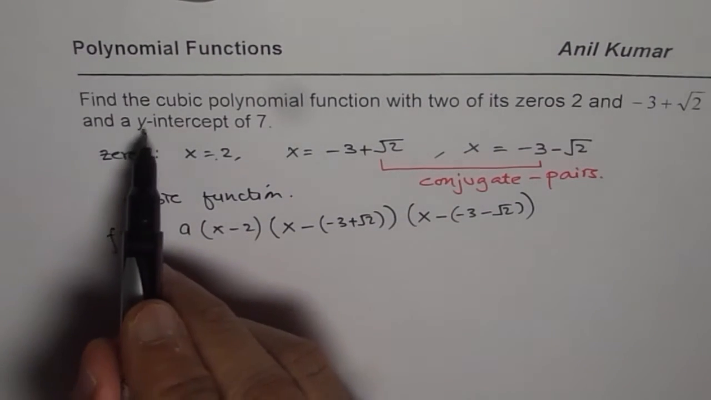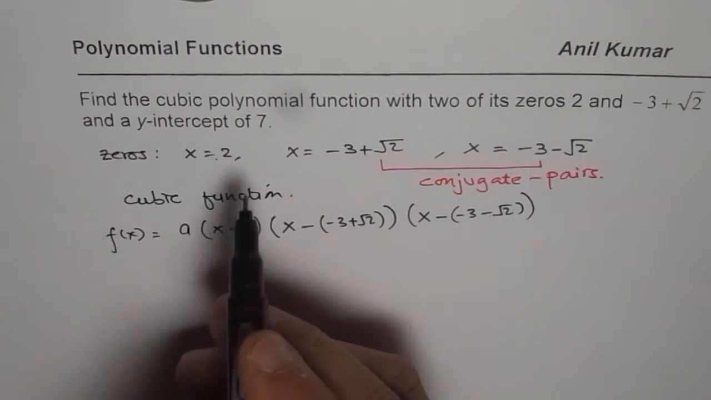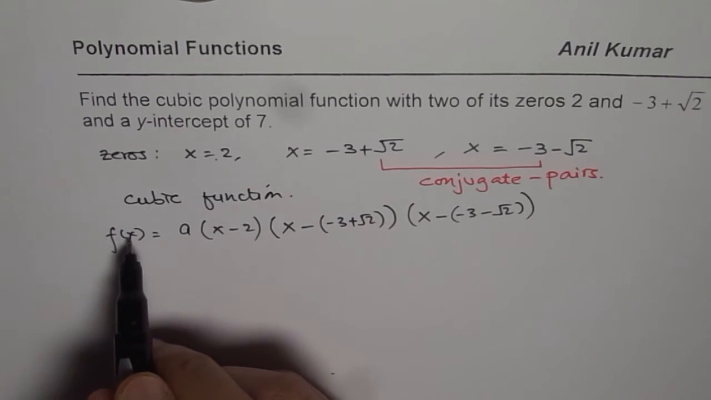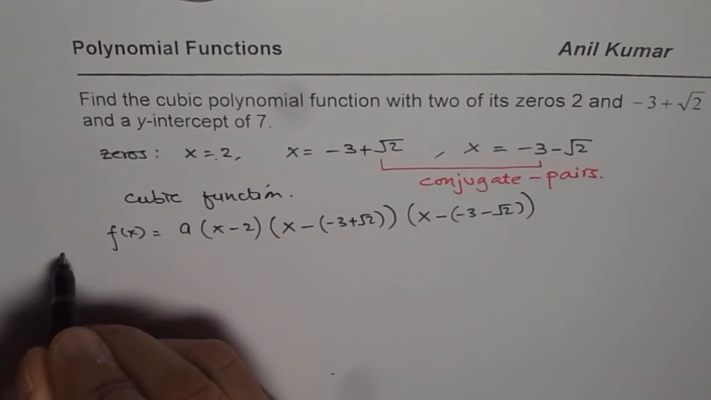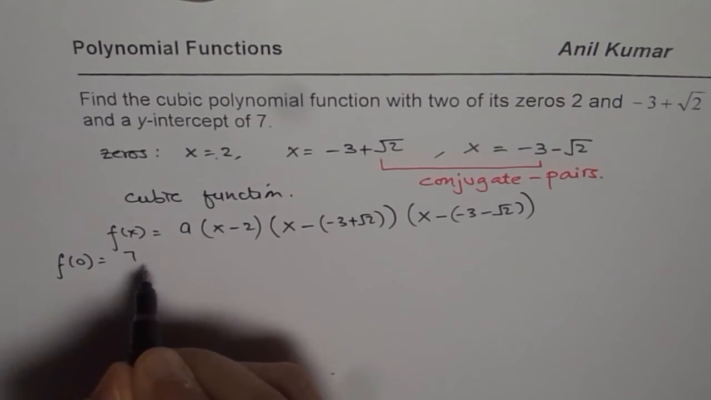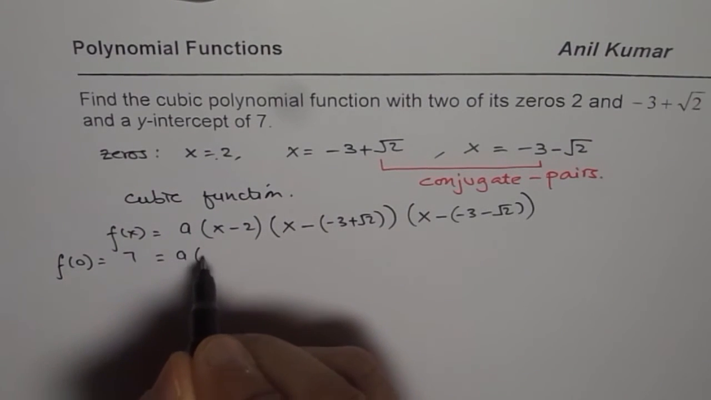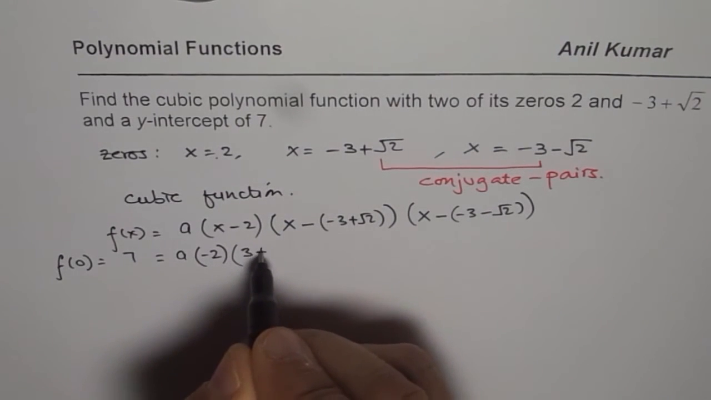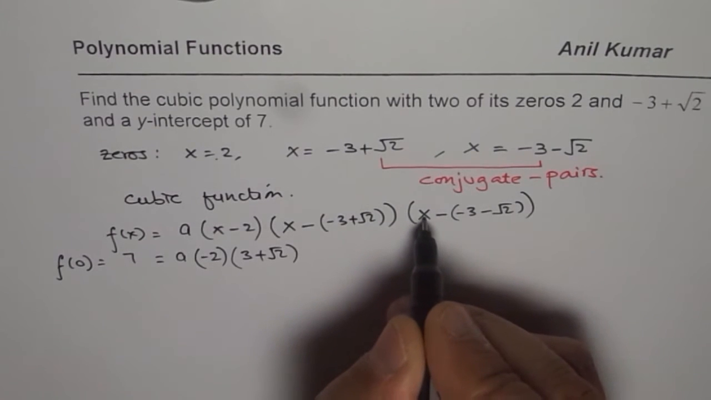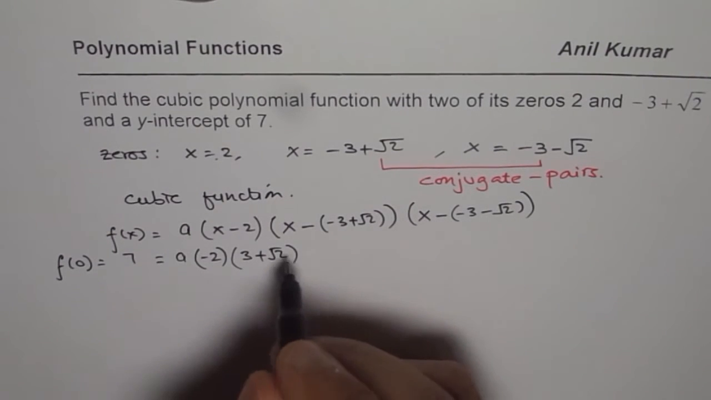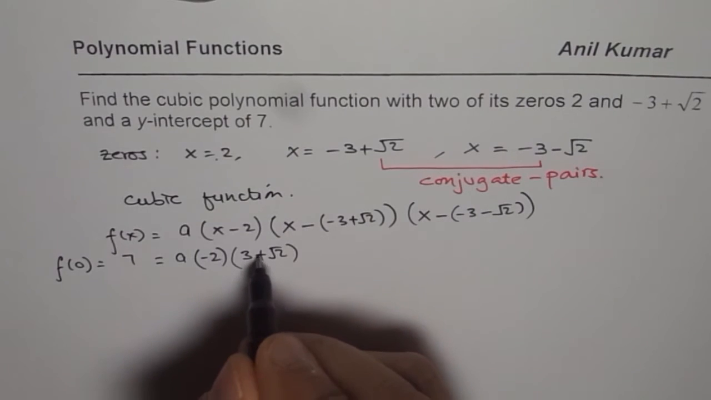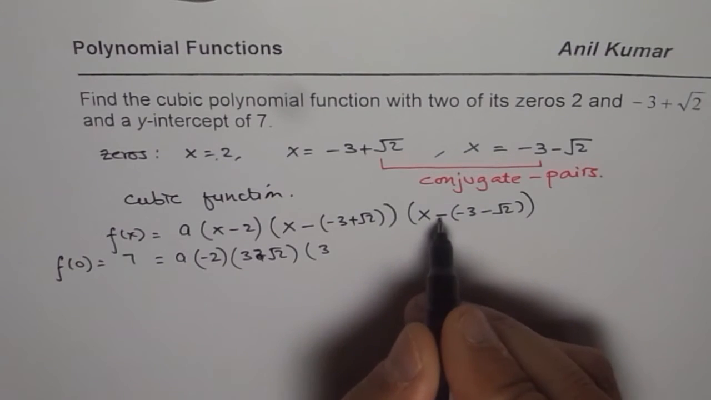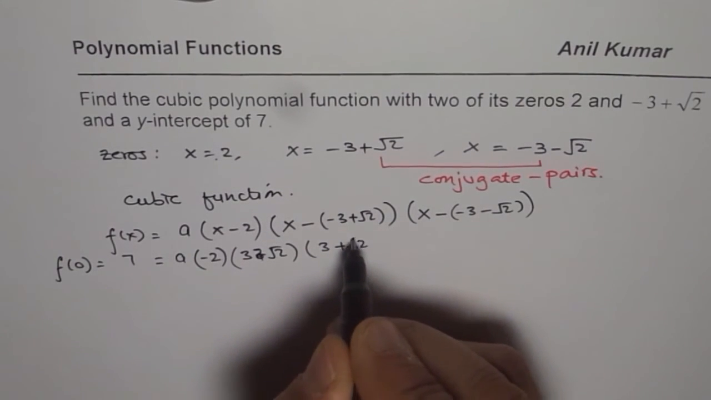Now we are given that the y-intercept is at 7. It really means that if I write 0 for x, then the value for f of x is 7. So we have f of 0 equals 7, which is a times (0 minus 2). So we are substituting 0 here, right? So when I write 0 here, I get 3 plus square root 2, and in this case if I write 0 and open the bracket, this was actually minus because this is minus.